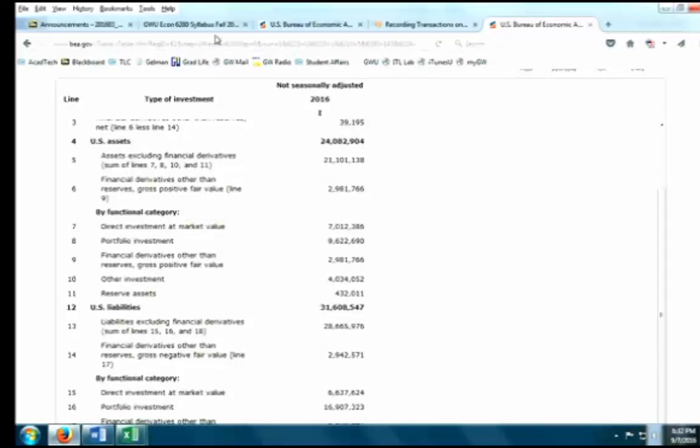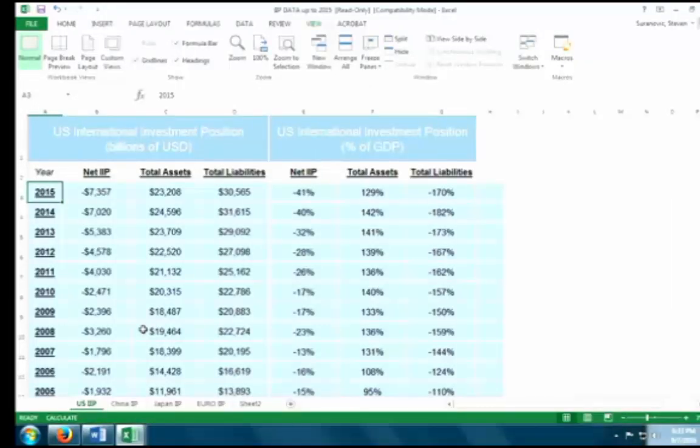So here's some perspective. What was that, 7.5? This number I have here for 2015 was as of the first quarter of 2016. So it's risen another $200 billion or so since the end of 2015. Net IIP, $7.3 trillion here. Total assets and liabilities, much like we reported a second ago. Net IIP, minus 41% of GDP. Total assets and liabilities, also as a percentage of GDP, 129% and 170% respectively.